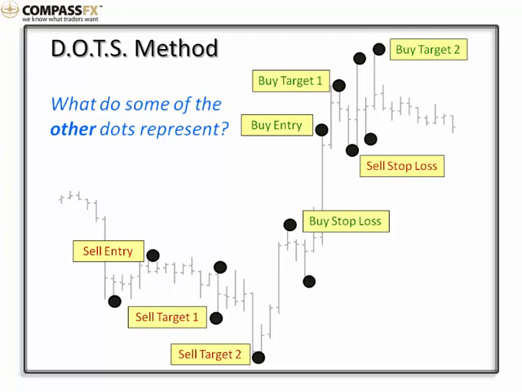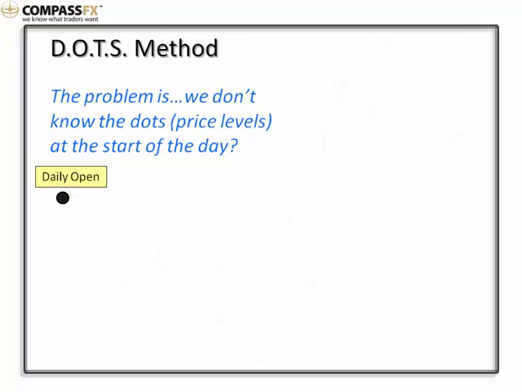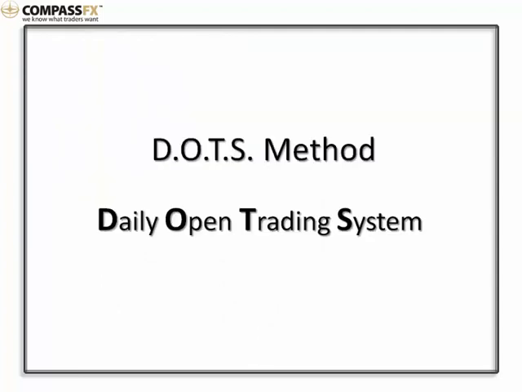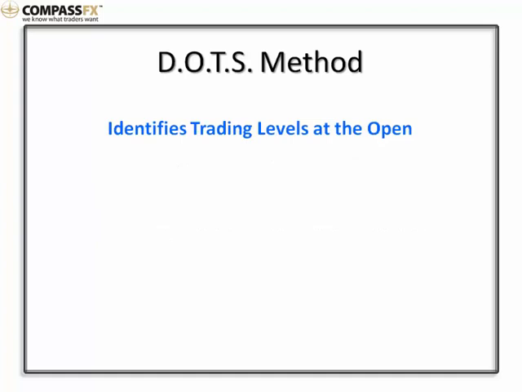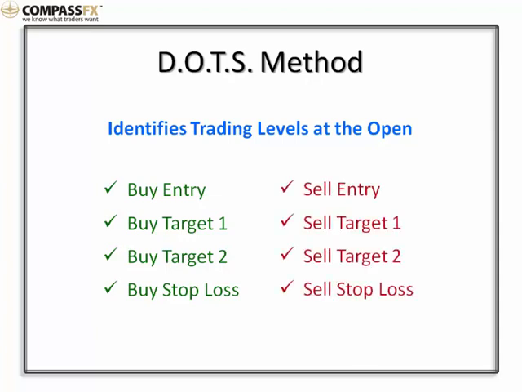What was inquired of me by traders that I've known over the years, and what I started researching with what Wall Street was doing with multiple algorithms, what I found was that the problem is we don't know the dots or these price levels at the start of the day. Well, I'm here to tell you with the D.O.T.S method, the daily open trading system, that all changes. It gives you the opportunity to know per a trading session the buy entry level, the buy target number 1, the buy target number 2, and the buy stop loss, as well as identifying the sell entry, the sell target number 1, the sell target number 2, and the sell stop loss with some degree of probability day after day after day.